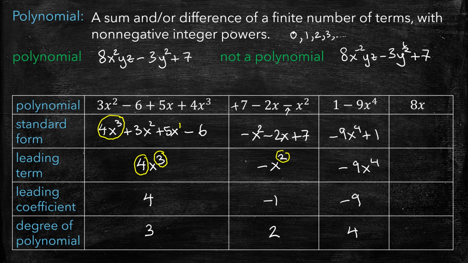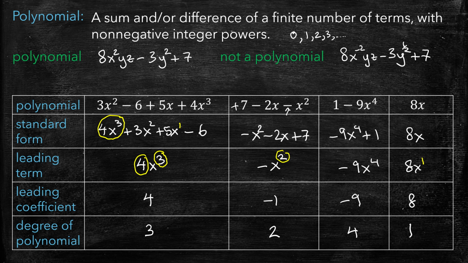And finally, we have this, well, standard form. It is in standard form. Leading term, leading coefficient. So 8x, we'll just write that. The leading term is 8x. The leading coefficient is 8. And the degree, even though it's not written there, is 1.